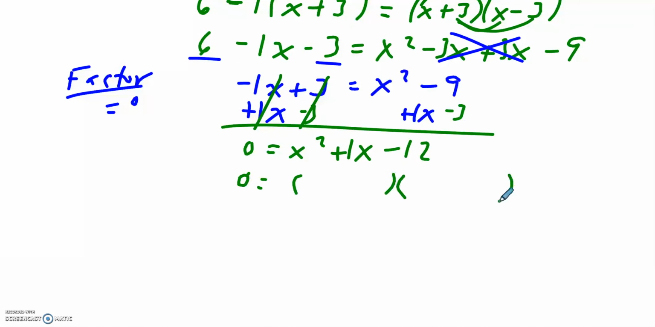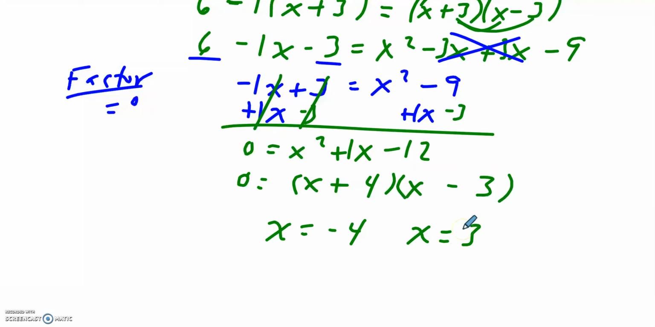If I continue to factor this, I know I have to because it's squared. Two numbers that multiply to be negative 12 and add to be 1 are a positive 4 and a negative 3. So x, hypothetically, equals negative 4, and x equals positive 3.